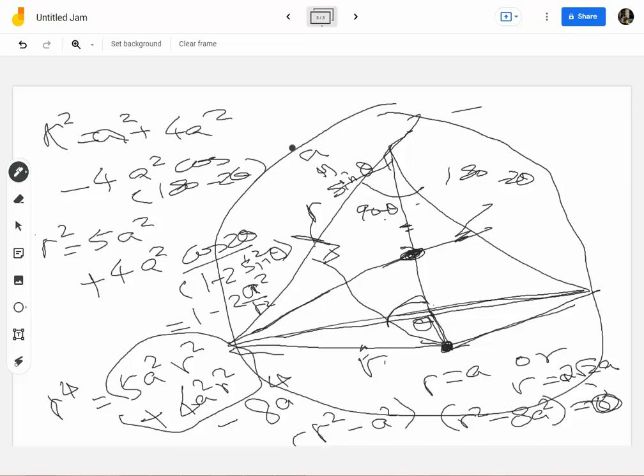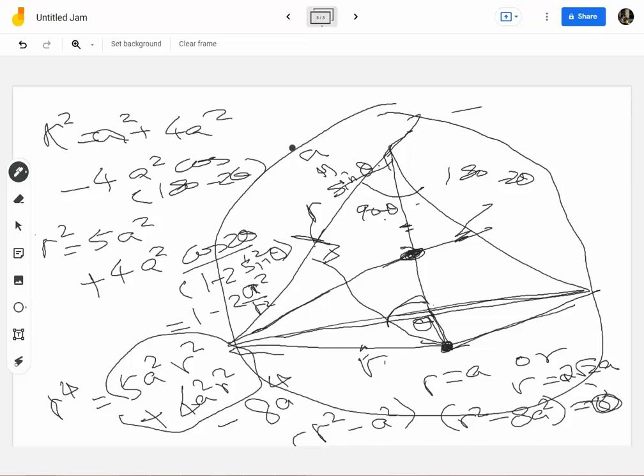If we want to know the side length, then we need to do 2R, right? So it's 2A. Side length, don't forget, this is 2A. We say this half is A, the side length is 2A.